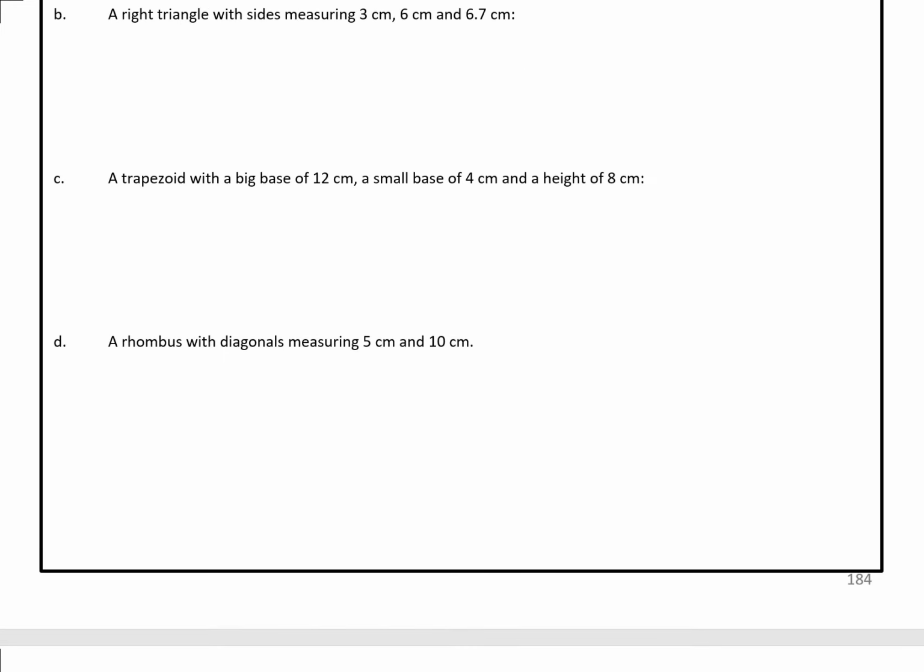Just a reminder that there is an answer key at the back of your workbook, so make sure you're double checking your work as you go.